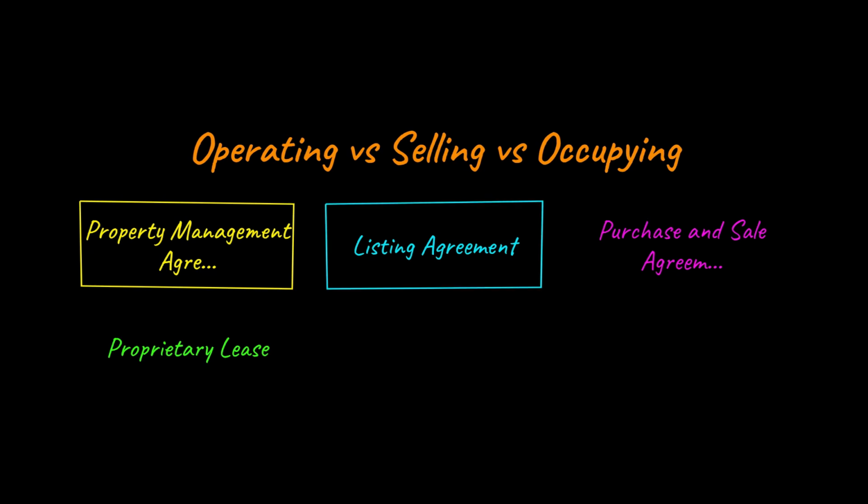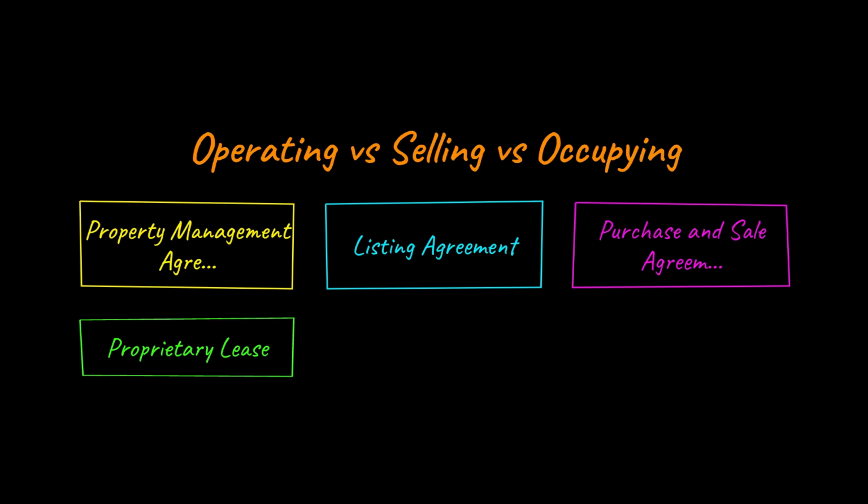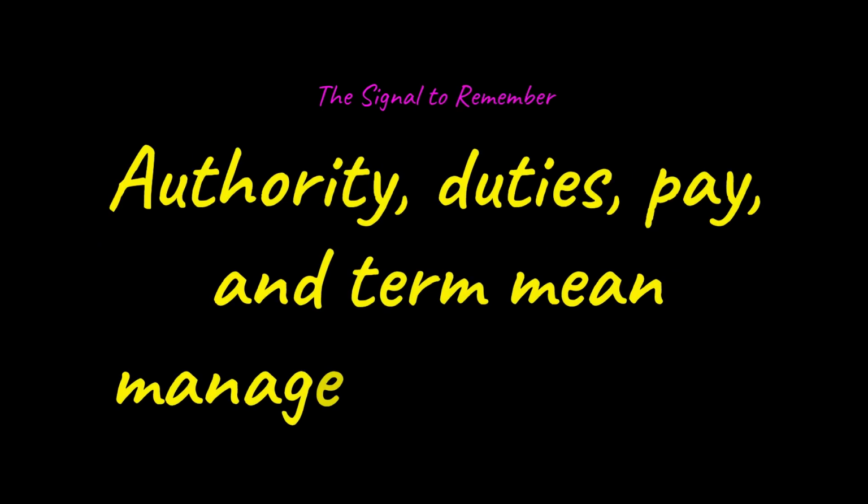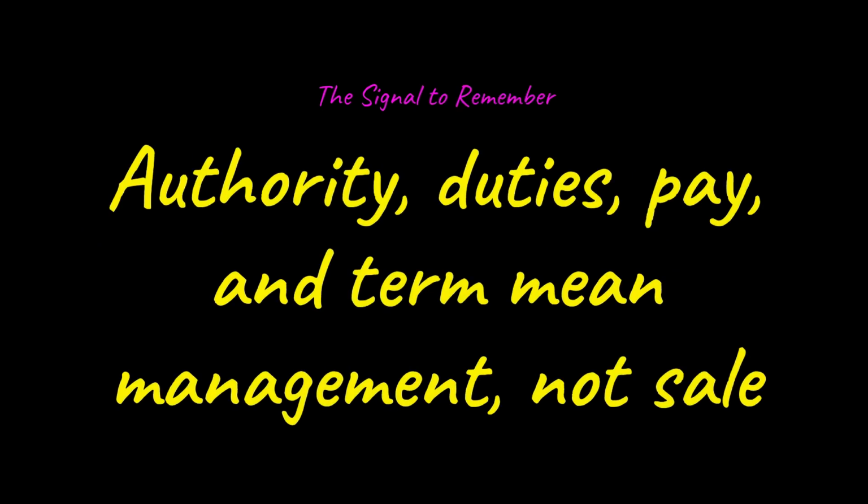The property management agreement covers ongoing operation. A listing agreement covers marketing a sale. A purchase and sale agreement covers transferring ownership. And a proprietary lease covers occupying a co-op unit. Remember the signal: authority, duties, compensation, and term point to a property management agreement, governing operation, not selling, and not occupying.